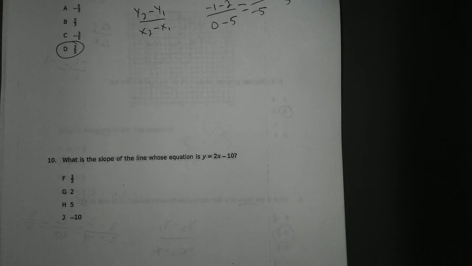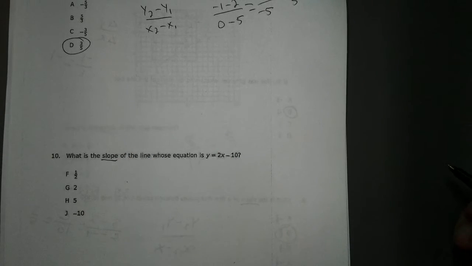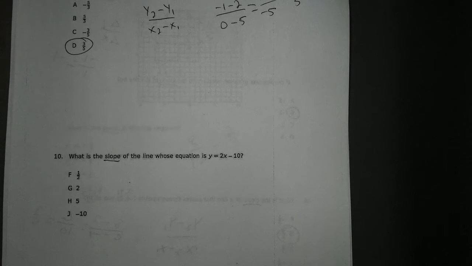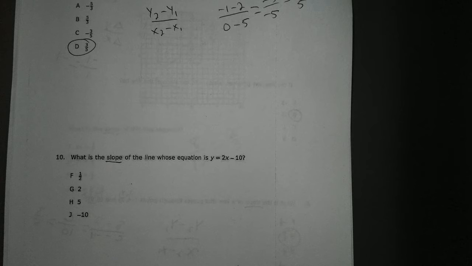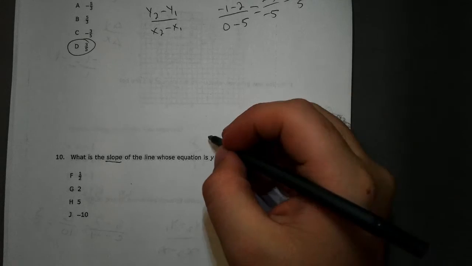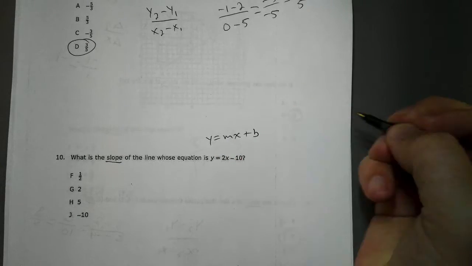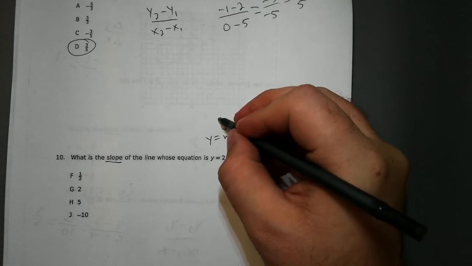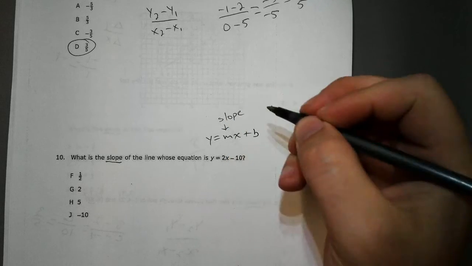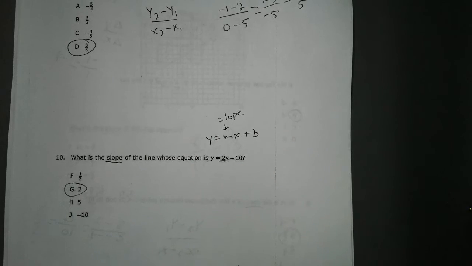All right, so number 10, it asks what is the slope of a line whose equation is y equals 2x minus 10. Well, it's asking for the slope, and this is in slope-intercept form, which is y equals mx plus b. And we know that m is the slope. So it's giving us the slope. It's saying the slope right here is 2, so that's letter G.